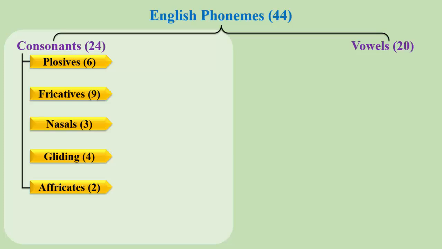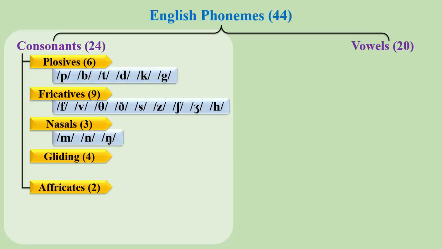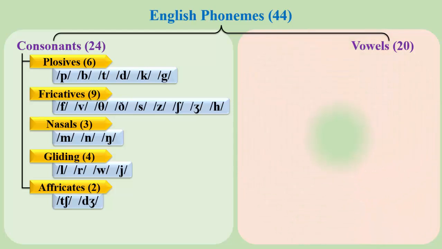The first one is plosives, and they make a total of 6 phonemes, fricatives, making a total of 9 phonemes, nasals, 3 phonemes, glides, 4 phonemes, and affricates, 2 phonemes. And we have already covered those sounds in the previous lectures. For this lecture, we will concern ourselves with the description of vowel sounds.